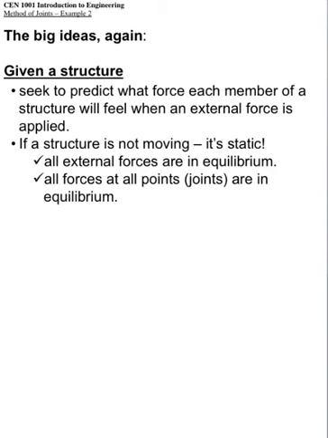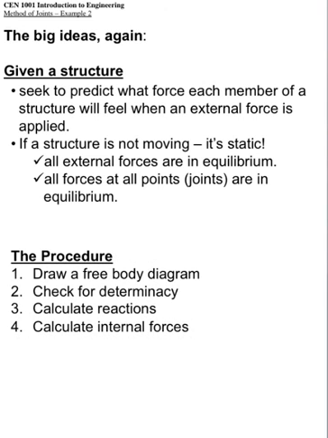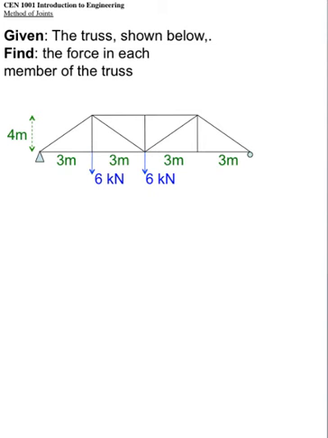So let's get started. The procedure that we'll follow is the same as before. We'll draw a free body diagram, check for determinacy to see if we can solve the problem, calculate reaction forces, and then get into calculating internal forces. Okay, so the problem is this. We've got a more detailed truss here with two loads on it. And notice the left-hand reaction indicates a pin connection, which means the reaction forces are not necessarily vertical, right? So we'll get into that in a minute.